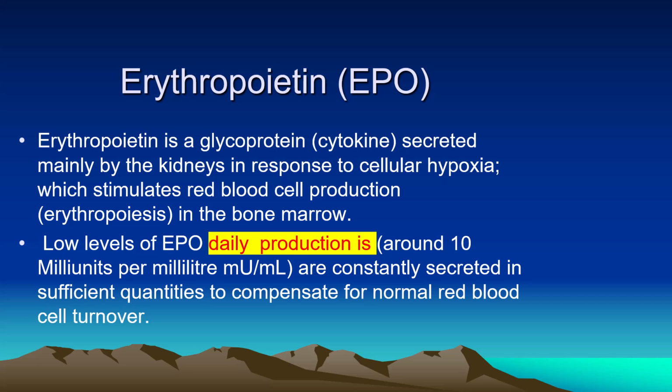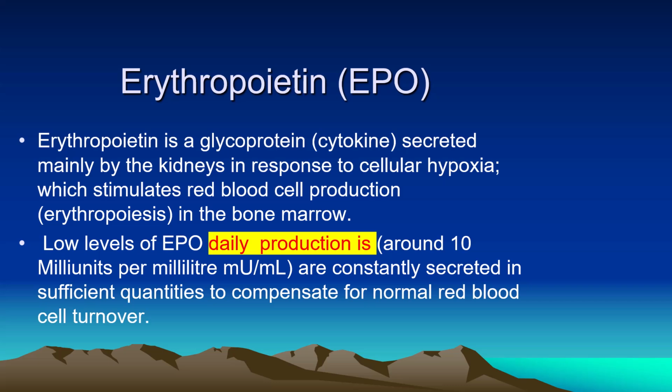Erythropoietin is produced daily in a concentration of 10 to 20 milliunits per milliliter. This is the constant production, and this production is sufficient for the daily turnover of the RBC. As we know, in every second, 2.5 million RBCs are destroyed, and the same number of RBCs are produced in 1 second. So this is a normal phenomenon by which the viscosity of blood is maintained.